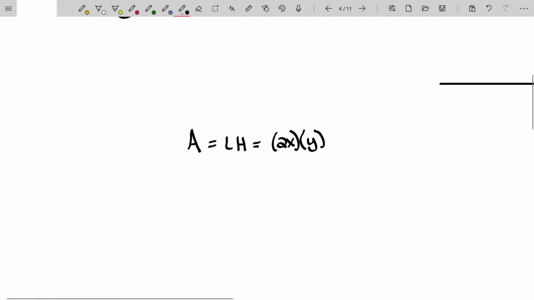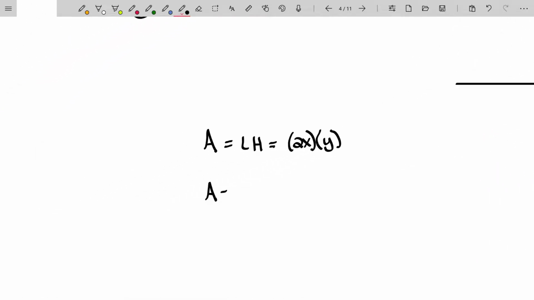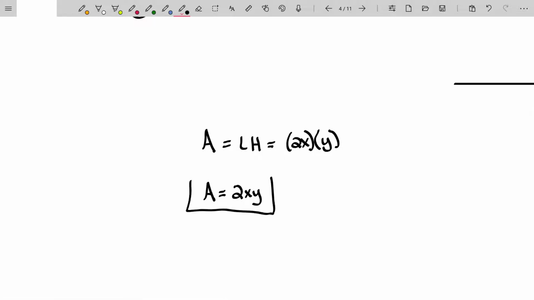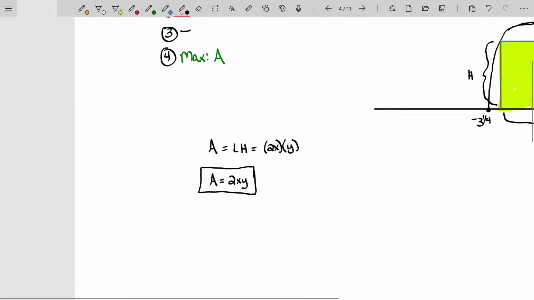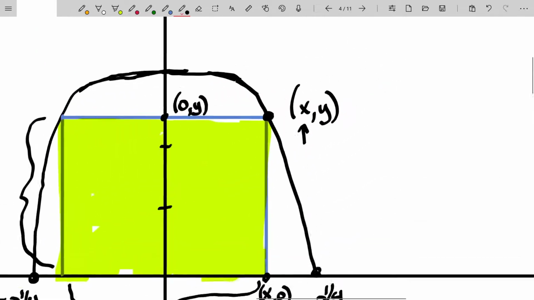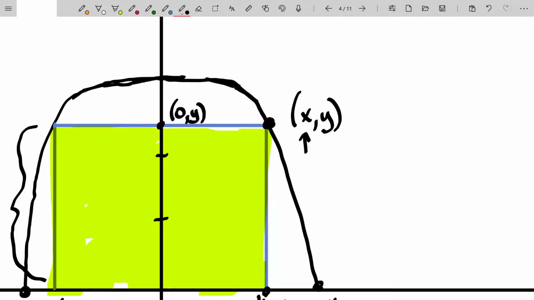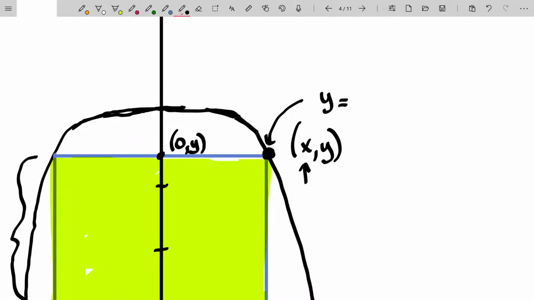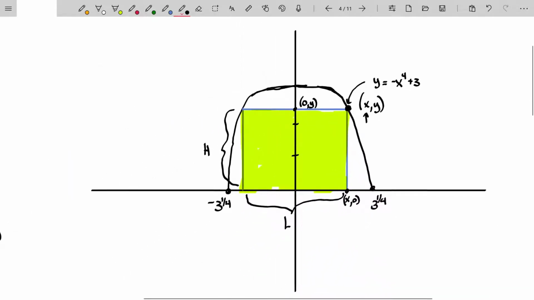So really we want to maximize, or optimize, or find the absolute maximum of this area function right there. But unfortunately we have way too many variables. We have 3 variables, so I need a way to relate out one of those variables. I wish I had a way of saying there's a relationship between x and y. I mean, here it is sitting on this curve, where y is equal to negative x to the 4th plus 3, but I just have no clue what the relationship between x and y is.